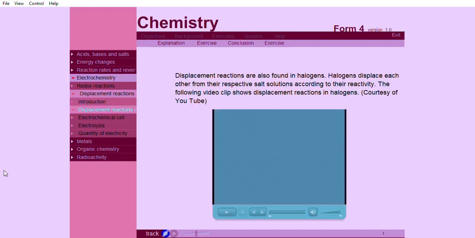Displacement reactions are also found in halogens. Halogens displace each other from their respective salt solutions according to their reactivity. The following video clip shows displacement reactions in halogens.